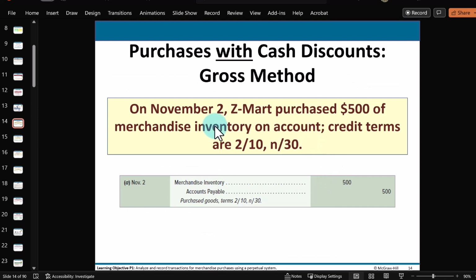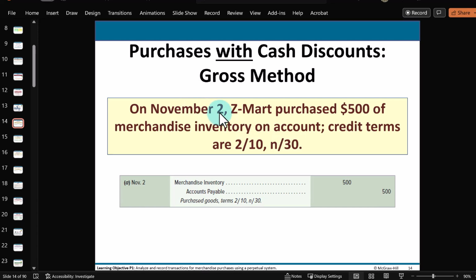So here's our transaction again on November 2nd, but this time Zmart is purchasing $500 of merchandise, not by paying cash right away, but buying it on account or on credit. And here are the terms, 2/10, net 30. We get a 2% purchase discount if we pay our bill off within 10 days of November 2nd. Otherwise, 100% of the bill is due within 30 days of November 2nd.